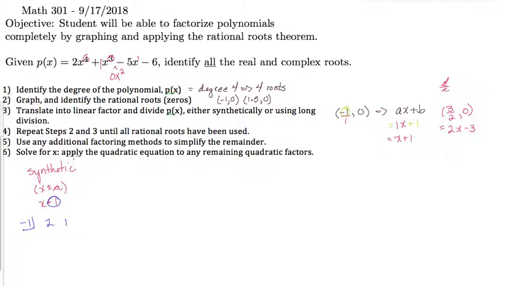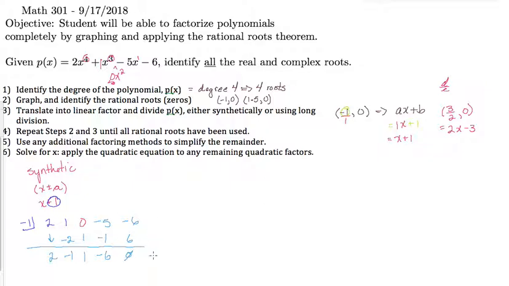If I'm doing synthetic division, I need the coefficients 2, 1, 0, -5, and -6. So I'm going to include that 0. Let's try this one more time, okay? Bring the 2 down. 2 times -1 is -2. The sum here is -1. -1 times -1 is +1. The sum is 1. -1 times 1 is -1. Add these together, you get -6. Multiplied by -1, you get +6, and the sum is 0.